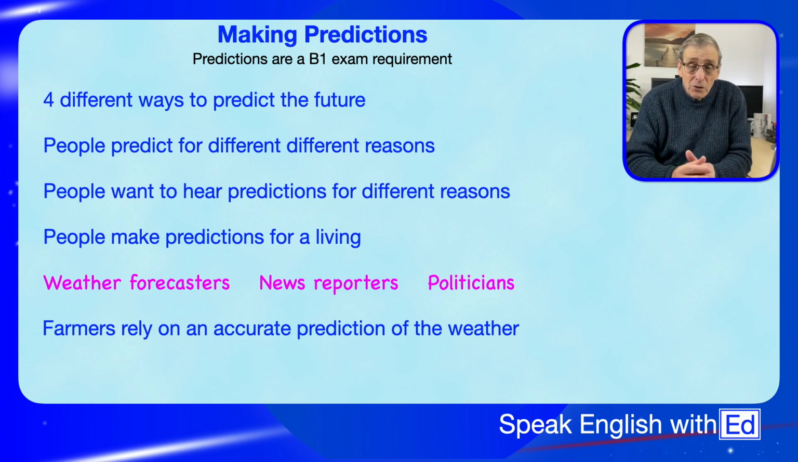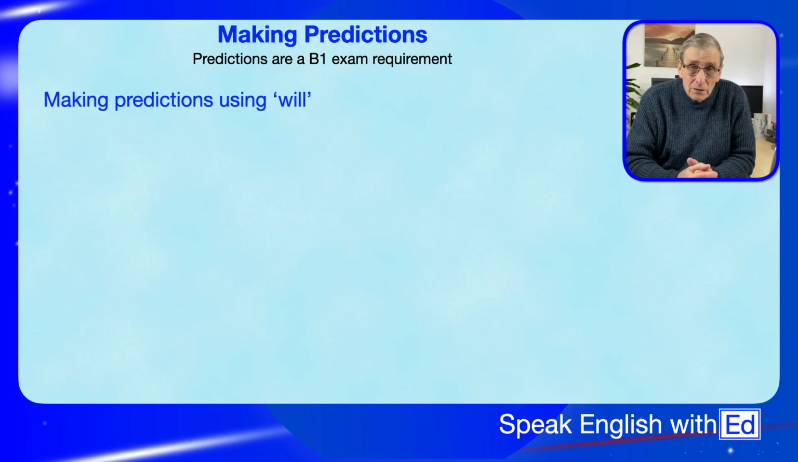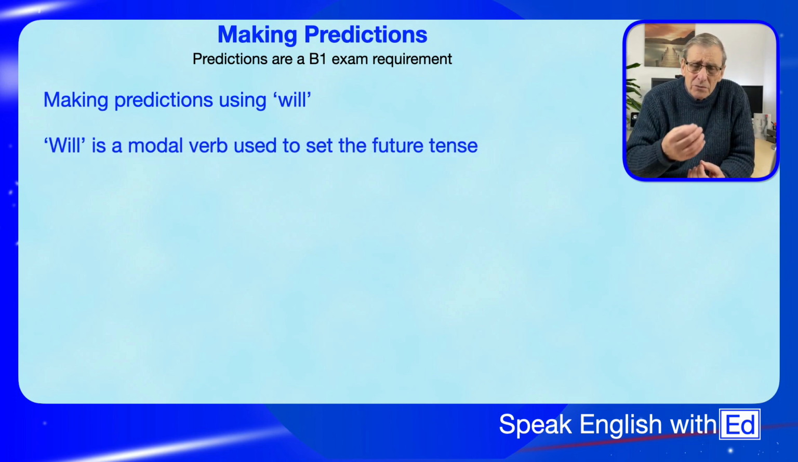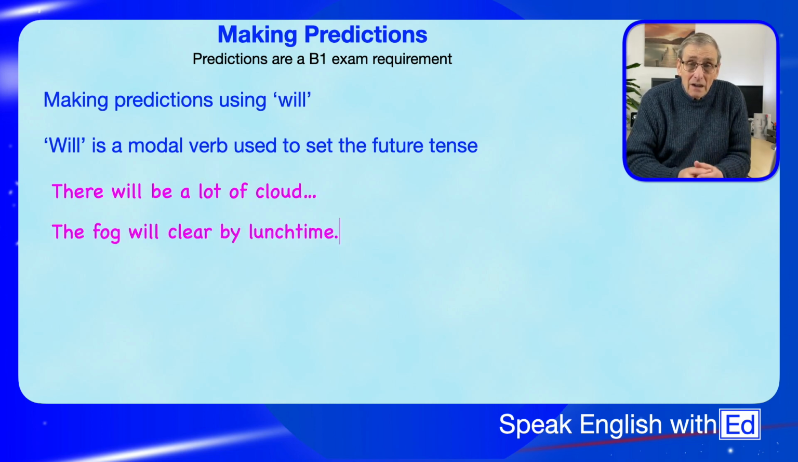The first way that we're going to look at making a prediction is using the word will. Will is a modal verb. It's a helping verb, and it helps to set the tense into a future tense. The weather forecaster might say there will be a lot of cloud tomorrow. Or he could say the fog will clear by lunchtime.